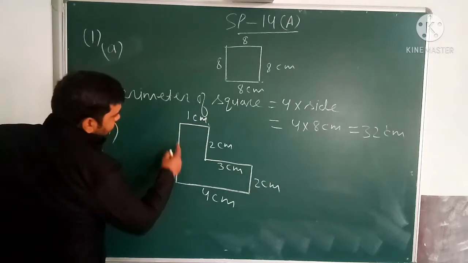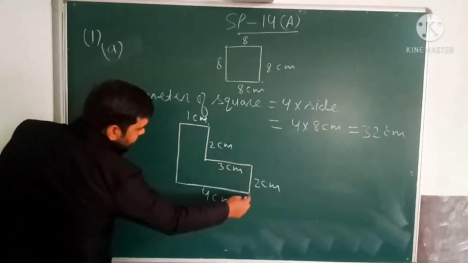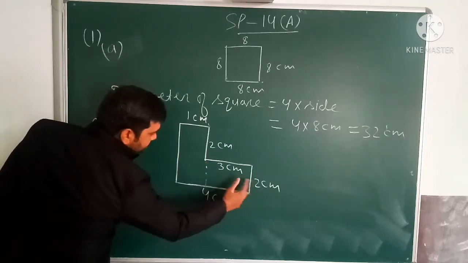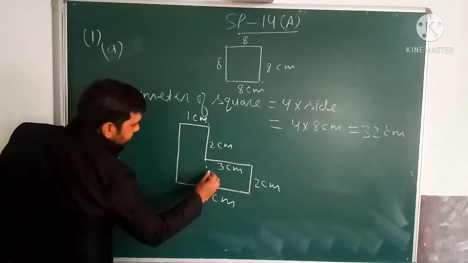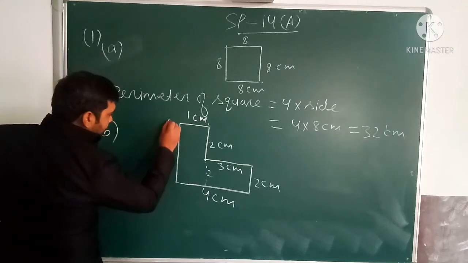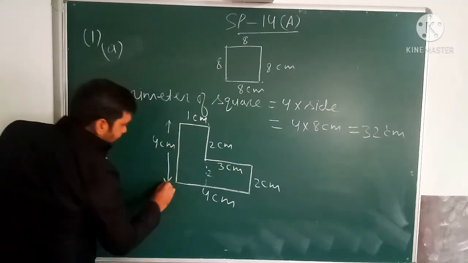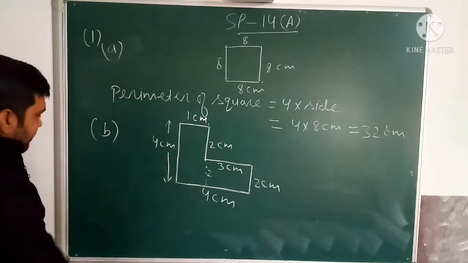Now see, we will calculate this. This is 2 centimeter and this height is 2 centimeter again. 2 plus 2. Opposite sides of rectangles are equal. This is 2 and this is also 2. So this will become 4 centimeter. So this height is 4 centimeter.